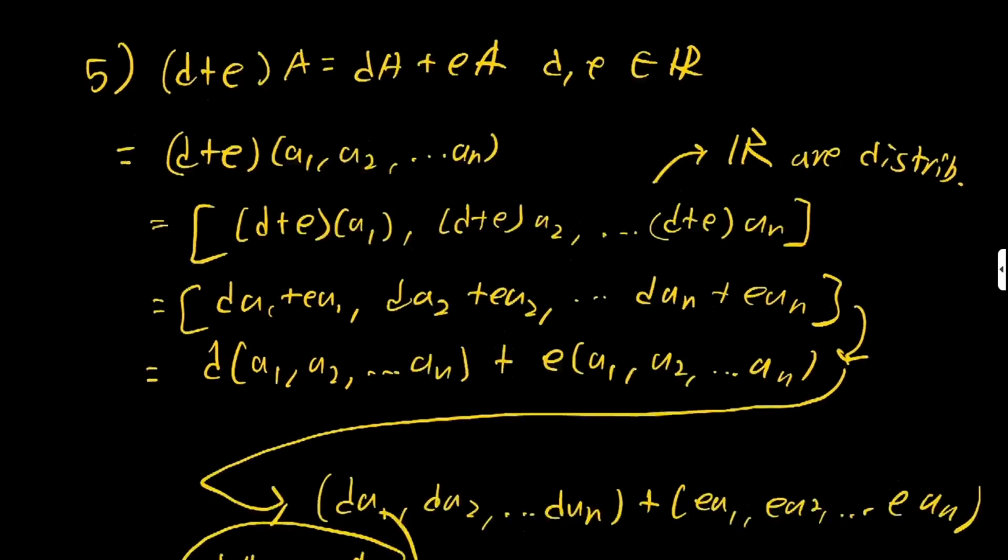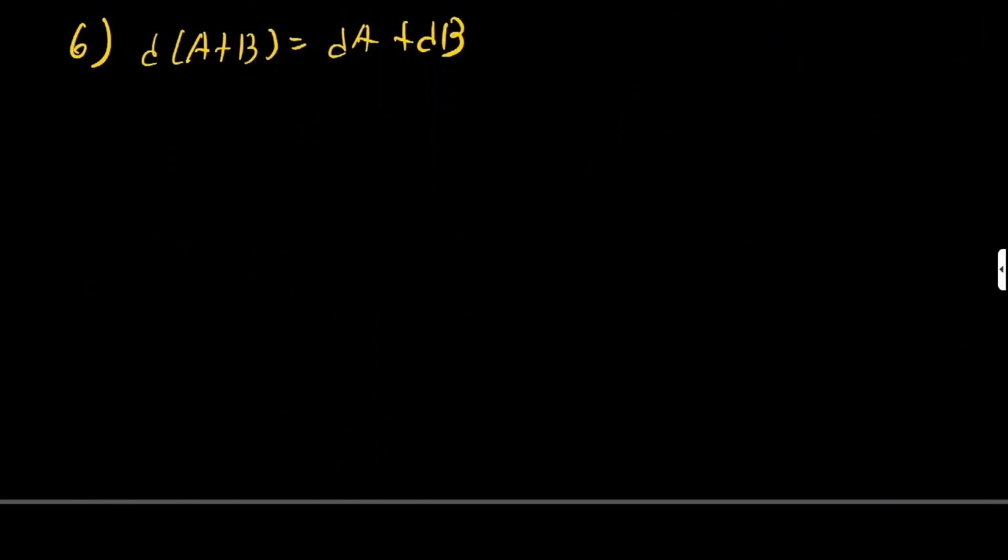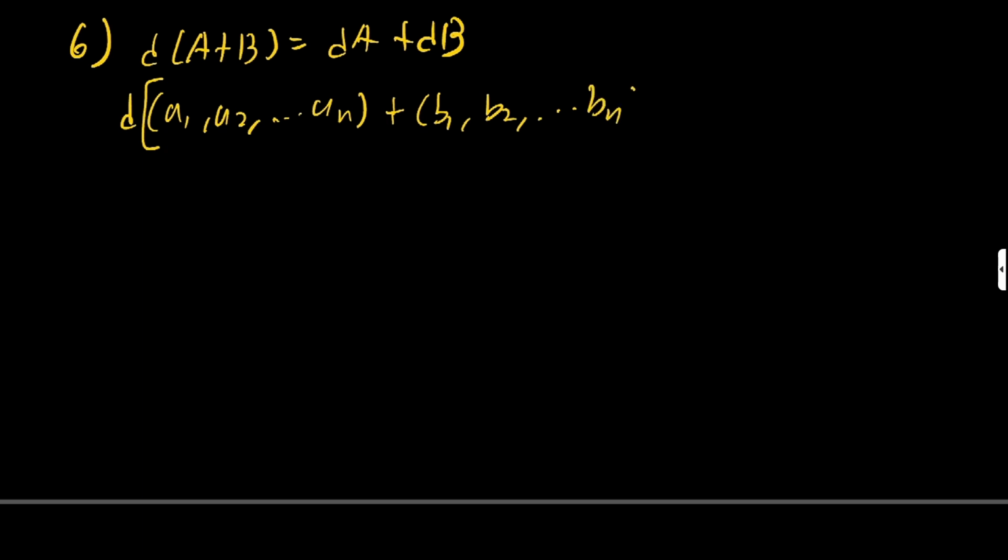Okay, last few are, well, this one's going to be a little long. We're going to show that d(A plus B) is equal to dA plus dB. And the only difference here is that instead of two constants being summed, we have 2 points being summed and multiplied by a scalar. So d times (A1, A2, ..., A sub n), and I should put brackets like that, plus (B1, B2, ..., B sub n).